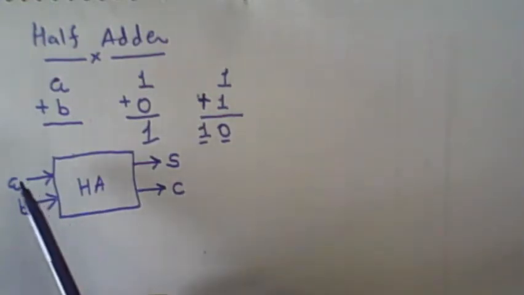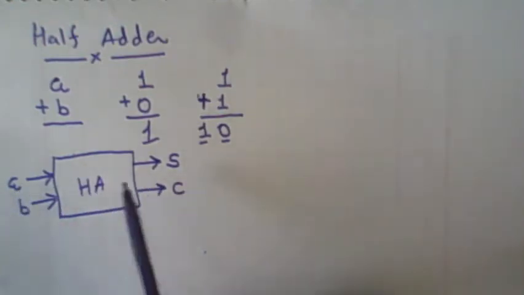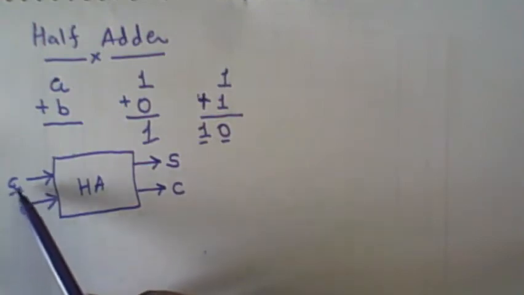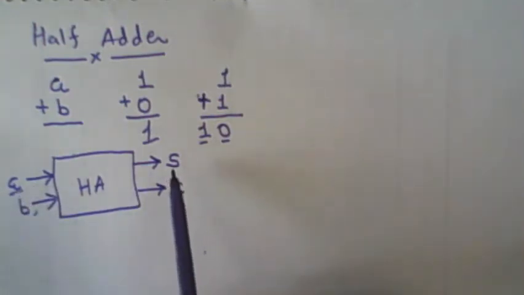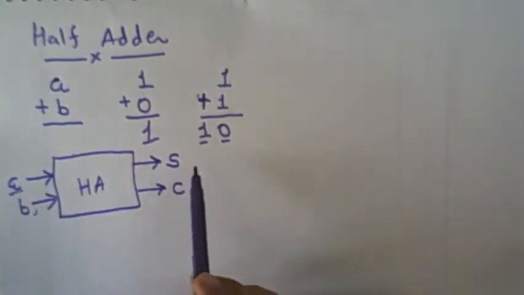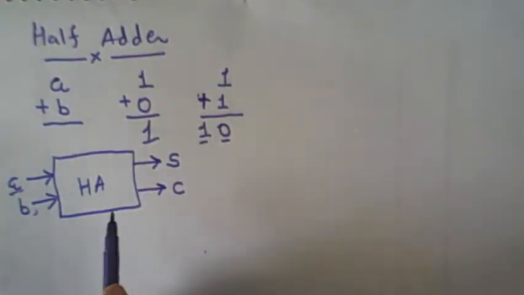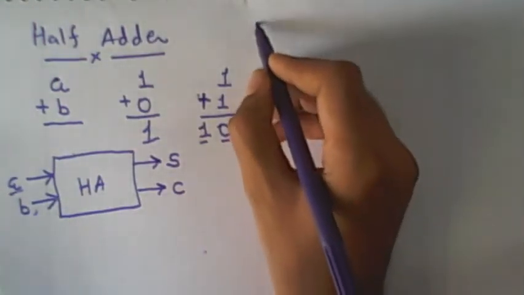Let me give the names. The next step is to assign the letter symbols for the input and output variables. Here we have assigned the letter symbols A and B for the inputs, and sum bit and carry bit for the outputs. Right. The third step in any design is to prepare the truth table. Let me prepare the truth table.